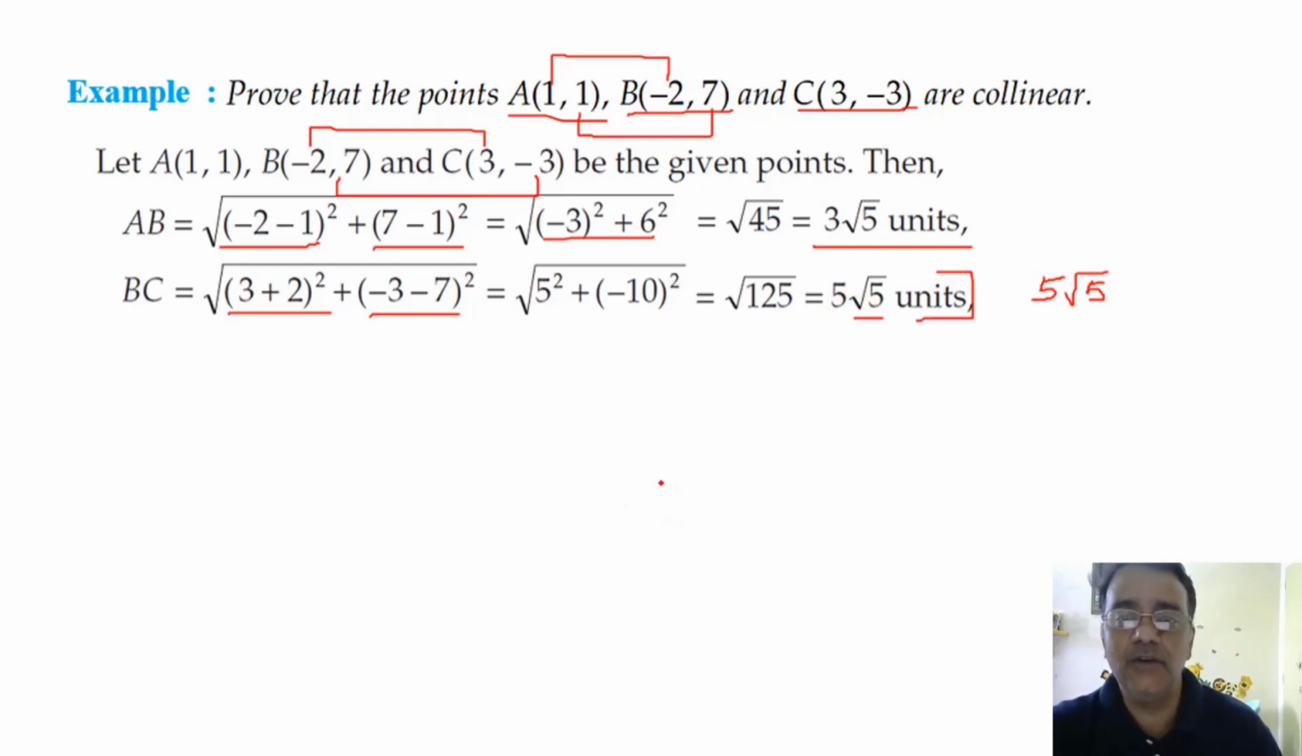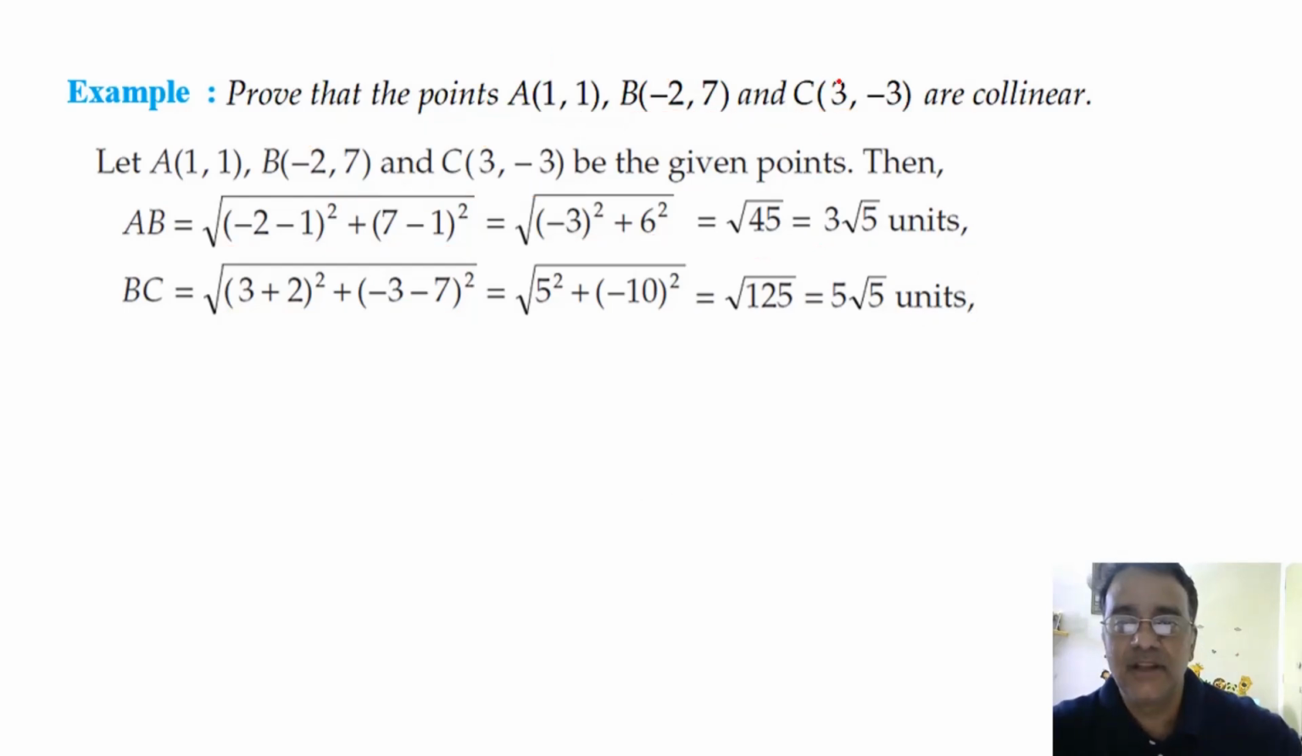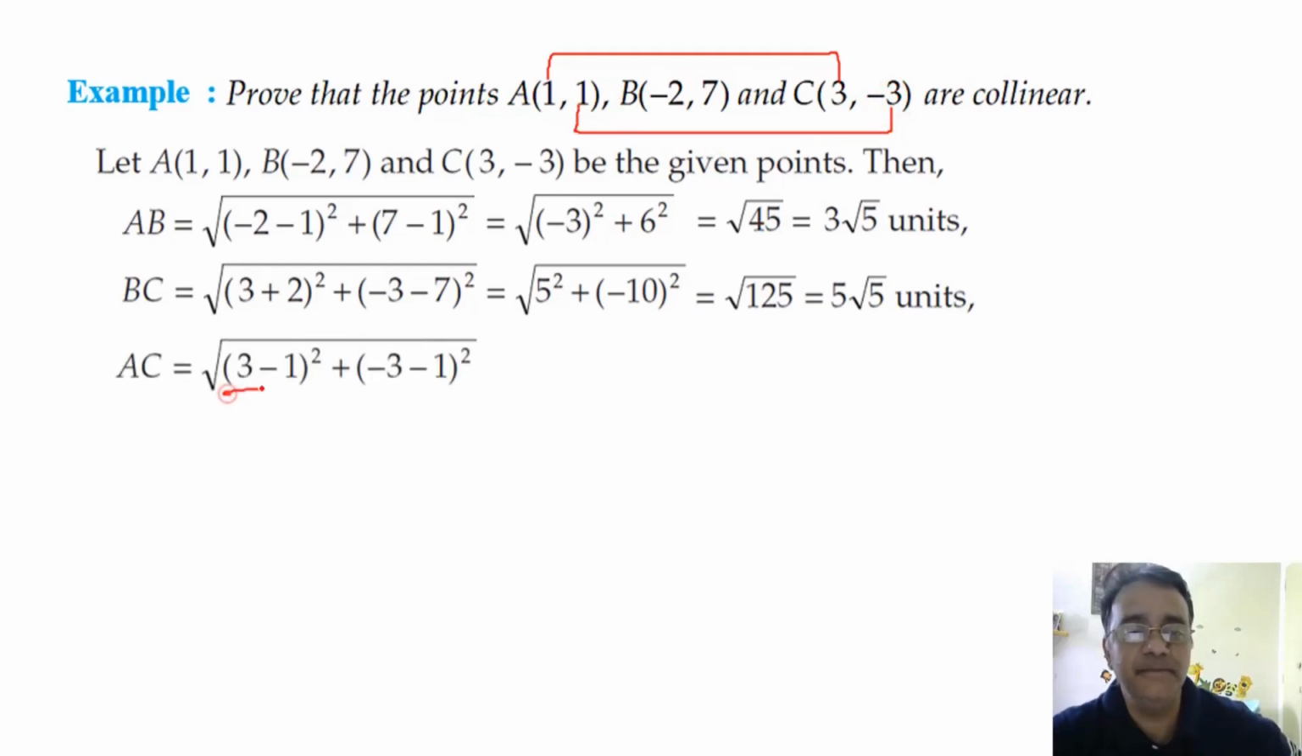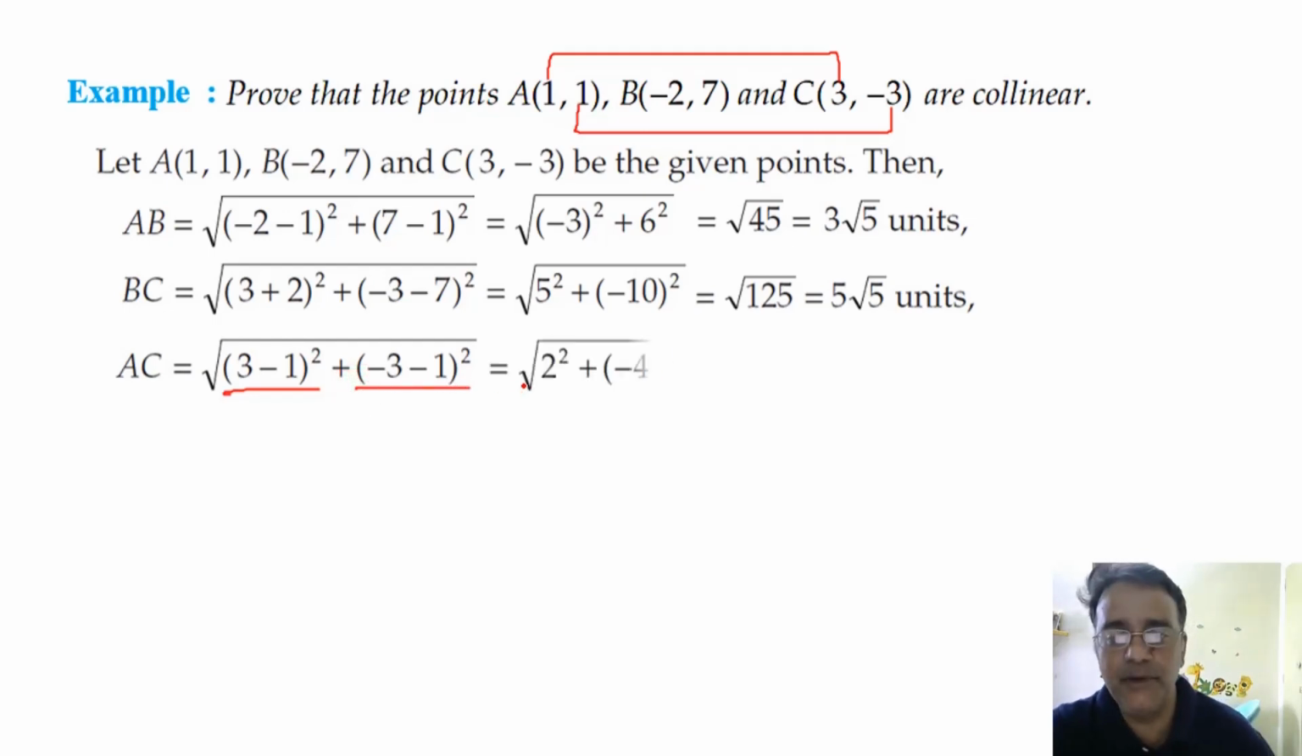Okay. Now last, AC. Square root of 3 minus 1 whole square plus 3 minus 1 whole square. So this will become 4 and this will become 16. 4 plus 16 is root 20. Root 20, how will you write? 2 root 5.